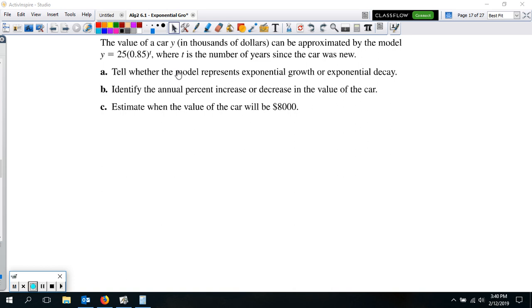Here's another one from the book. You don't need to copy this one down. This one's going to be like our number 5 on the extra practice. But basically it says the car value can be approximated by the model here, where t is the number of years since the car was new.